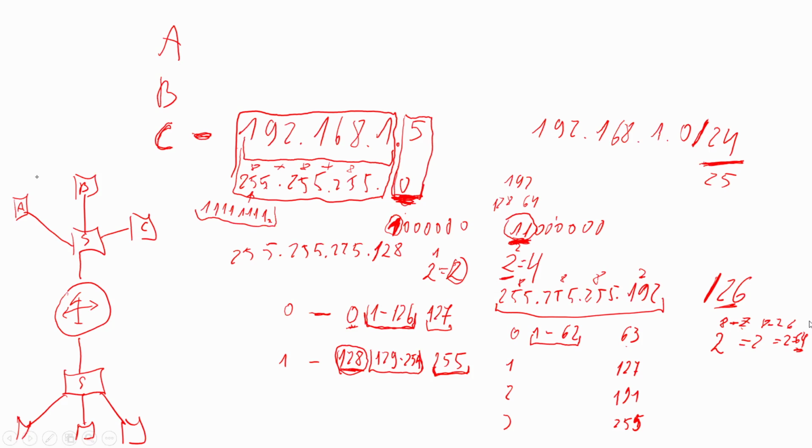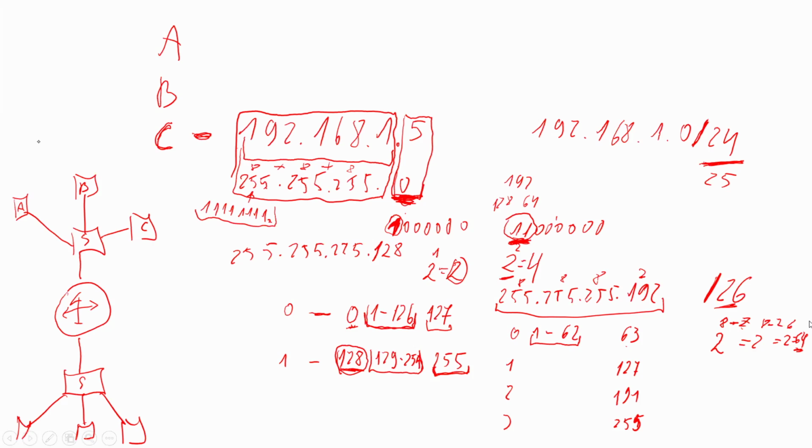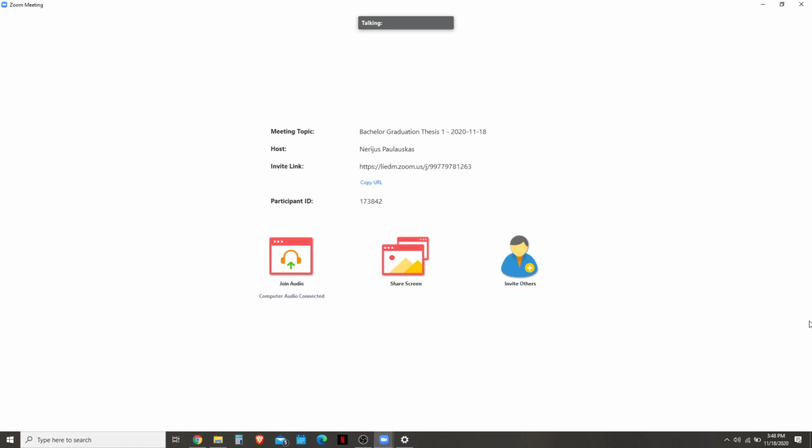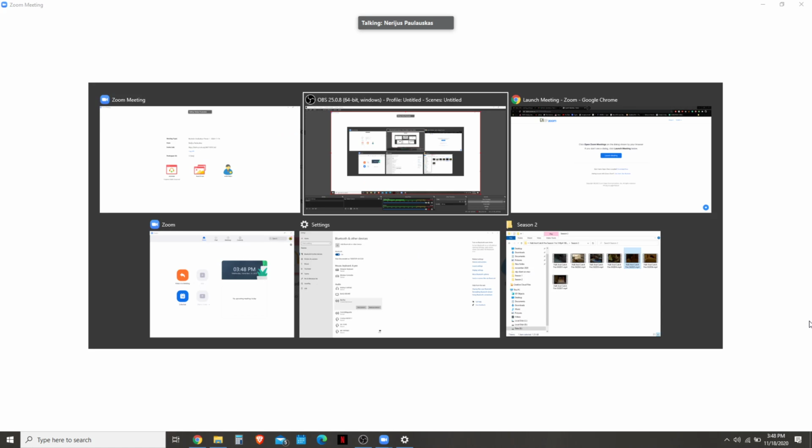For example, we can use IP addresses here from the 0 subnet. I see that we have only 1 minute left, so I suggest we disconnect and connect again, because Zoom will disconnect us.